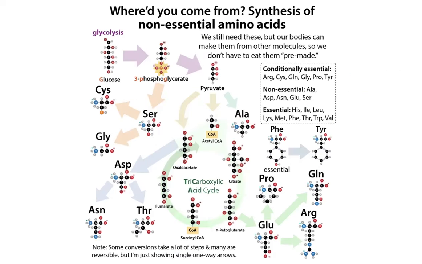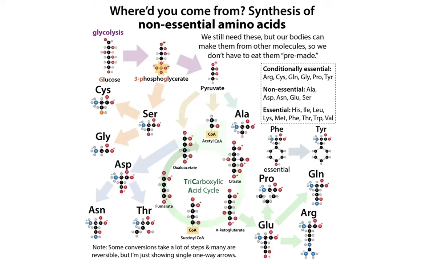So amino acids have a lot of uses, and we can make a lot of them. We can't make a few of them. So we need histidine, isoleucine, leucine, lysine, methionine, phenylalanine, threonine, tryptophan, and valine from our diet. And then we can make the rest, although some of them we might not always be able to keep up.